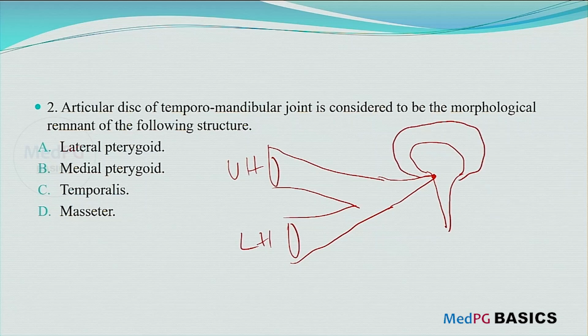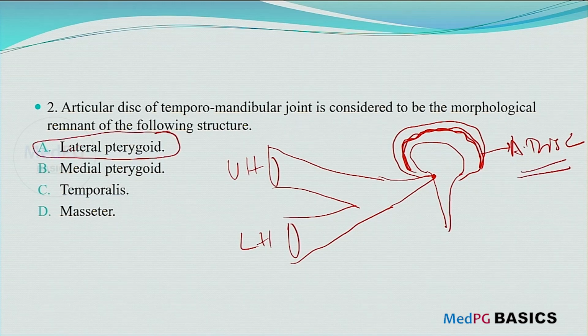And in relation to this temporomandibular joint, what you see here is a place where you find the temporomandibular joint, wherein you can see the presence of the articular disc. So this articular disc is considered to be one of the remnants of the tendons of lateral pterygoid muscle. So the answer here should be the lateral pterygoid muscle, which is considered to be giving out the articular disc as a morphological remnant of it.